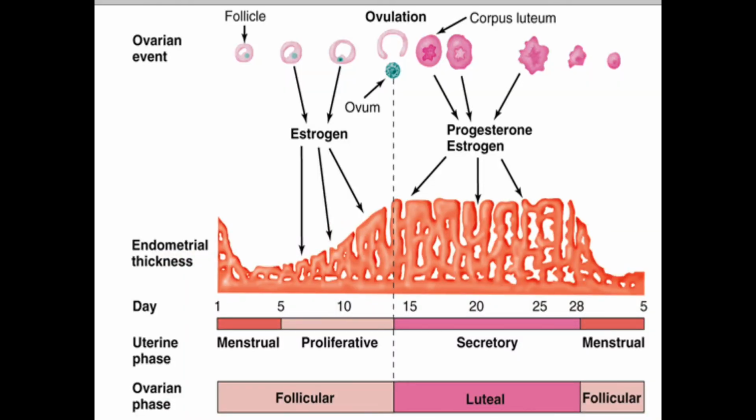See this picture. On the left side, you have the ovarian events, endometrial thickness, day, uterine phase and ovarian phase. The ovarian event is the various stages of development of ovarian follicles. For endometrial thickness, see the thickness: thin, then gradually increasing, again becoming thick. Day 1 to 5 is the menstrual bleeding phase, day 5 to 14 is the proliferative phase, and then day 14 to 28 is the secretory phase. And then again the menstrual phase. And for the ovarian phase, you have the follicular phase and the luteal phase.